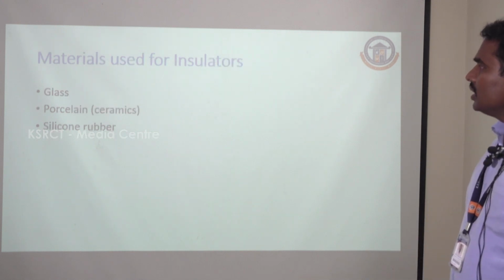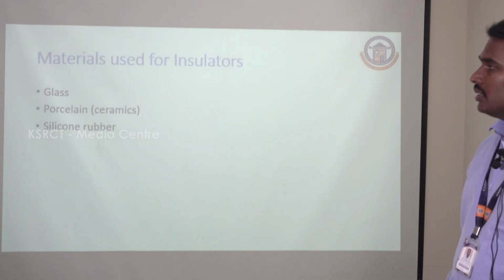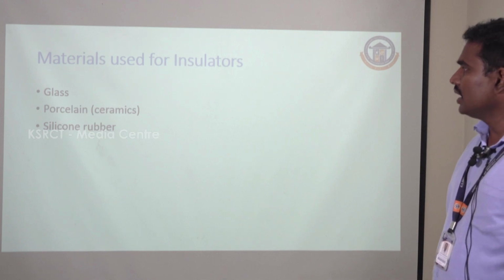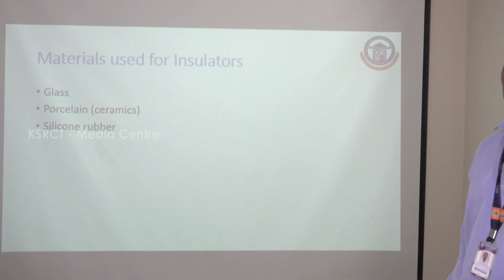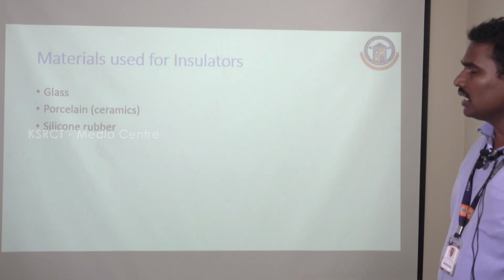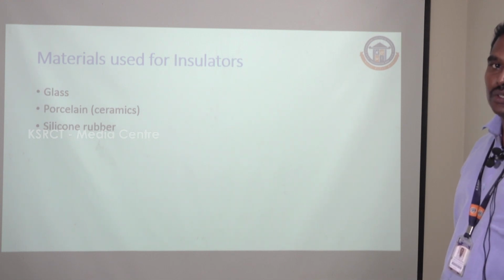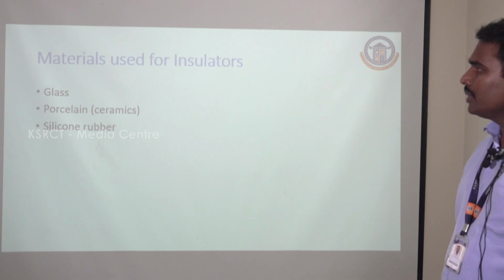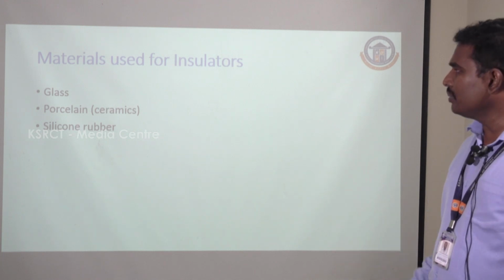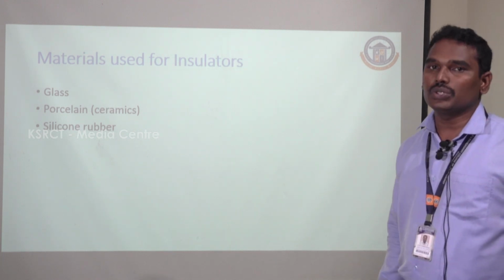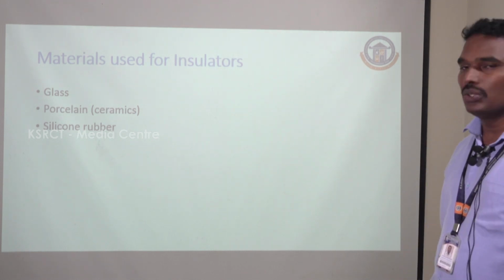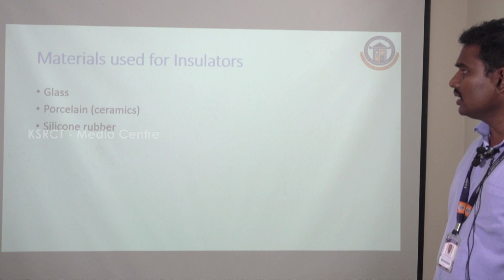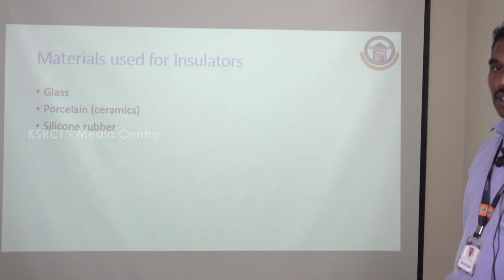So what are the materials used for insulators? Basically we use glass as a type of insulating material for manufacturing insulators. Then ceramic, porcelain. Ceramics is majorly used for insulation because it is a low-cost material compared to glass. And the third one is silicon rubber.